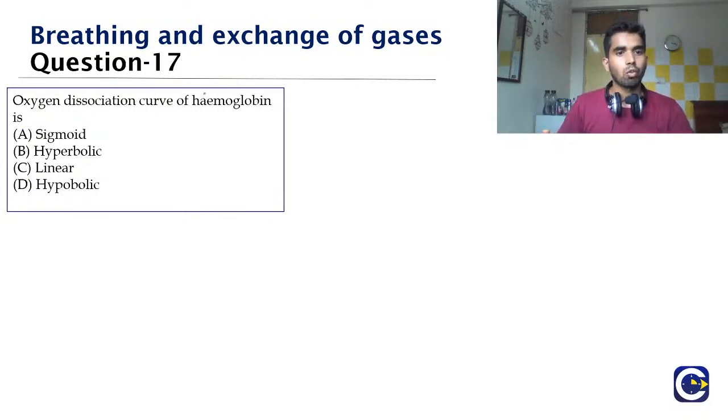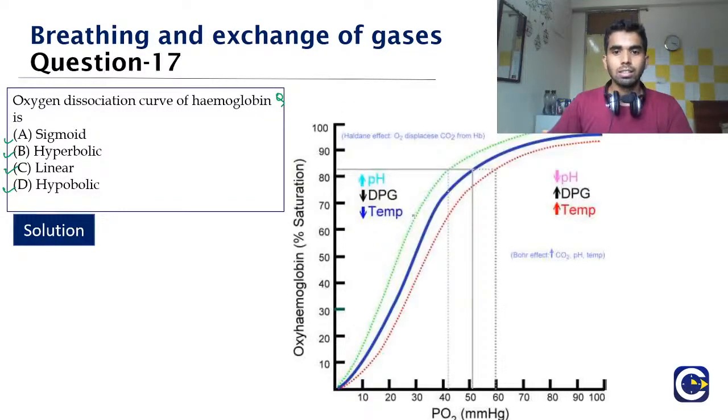The oxygen dissociation curve of hemoglobin is: option A, sigmoid; option B, hyperbolic; option C, linear; and option D, hypobolic. It is a very interesting and important question for the examination. Before answering this, I need to show you the oxygen dissociation curve, what exactly it is. So see, this is the oxygen dissociation curve.